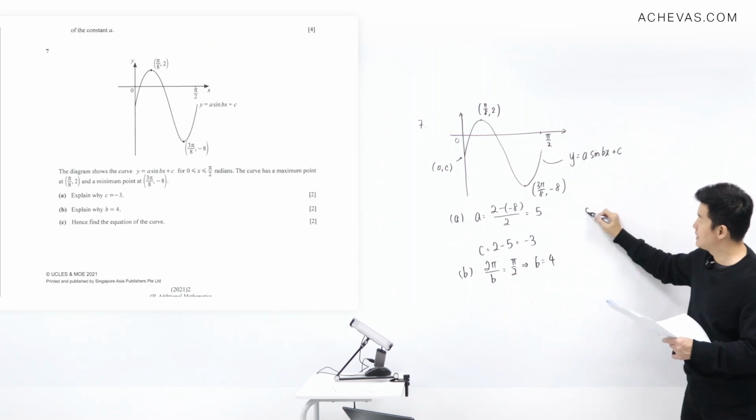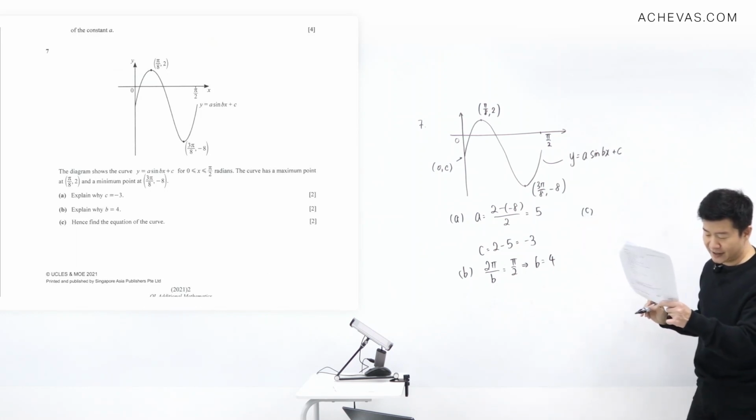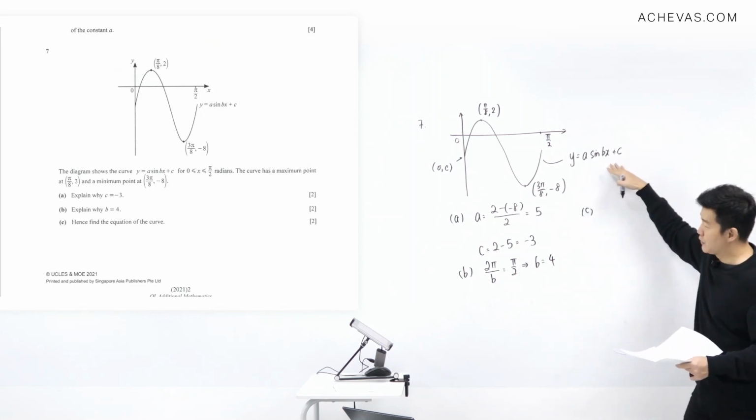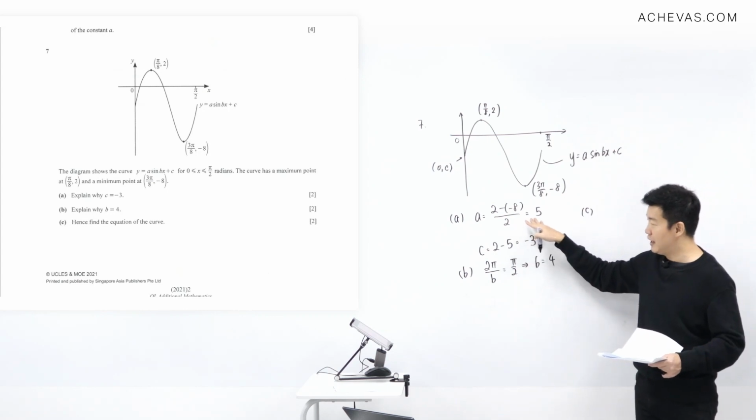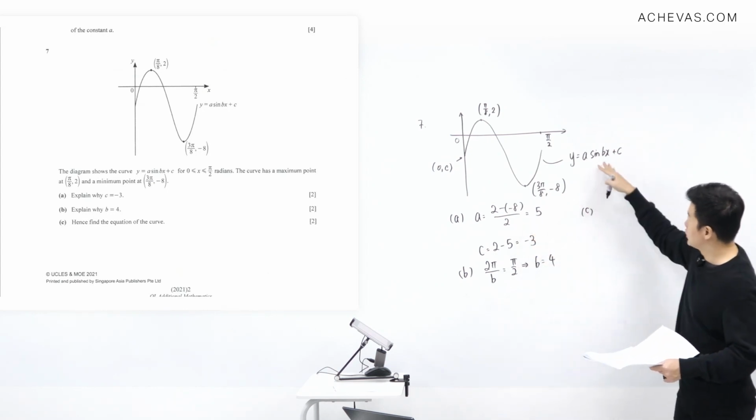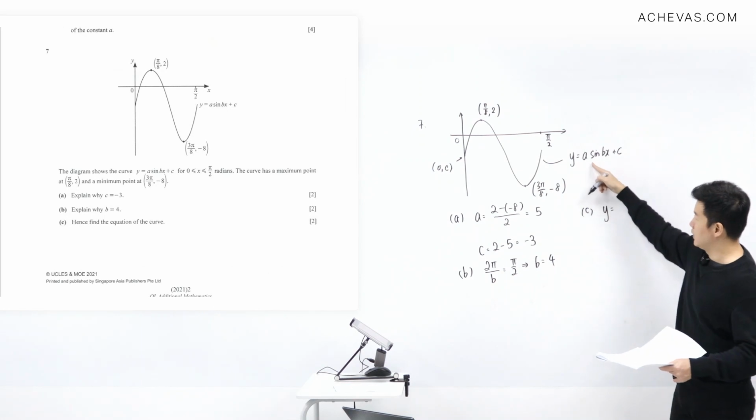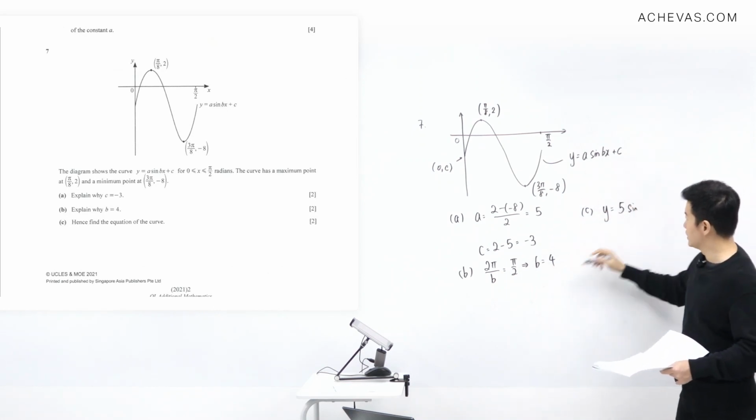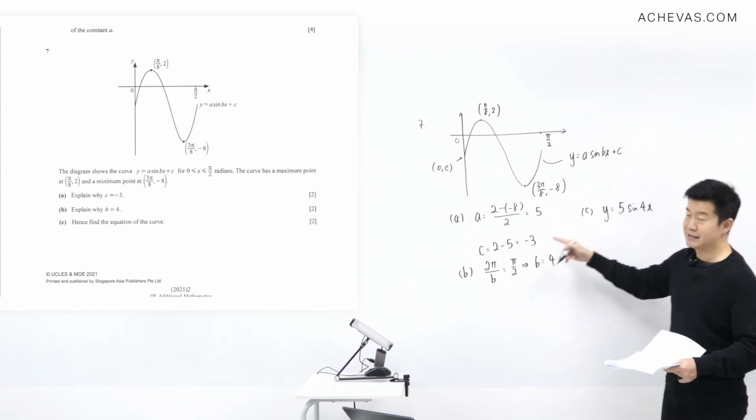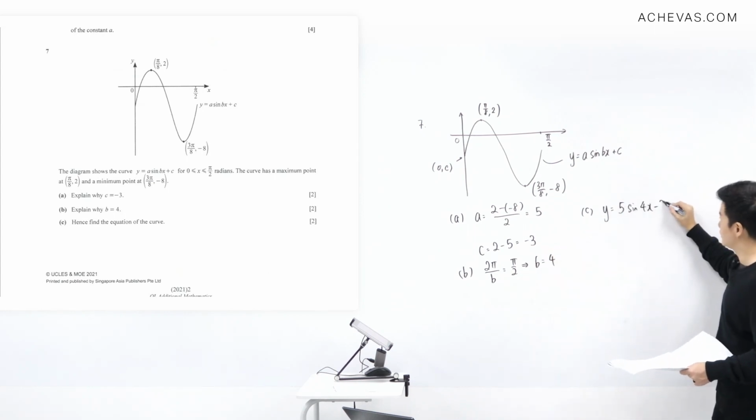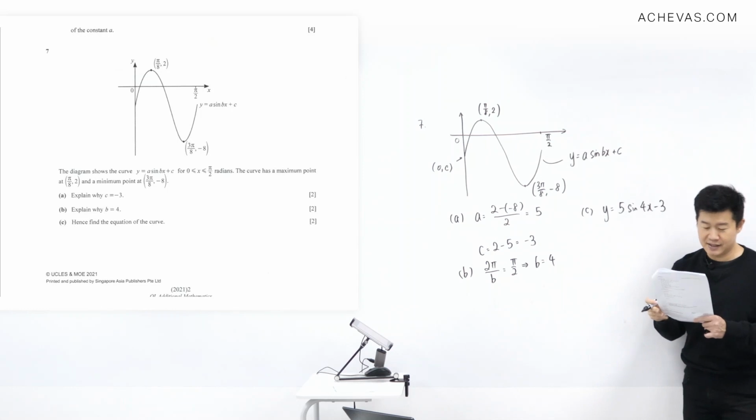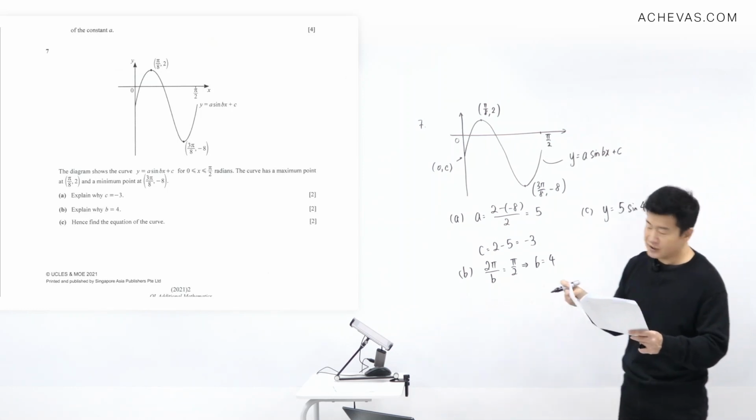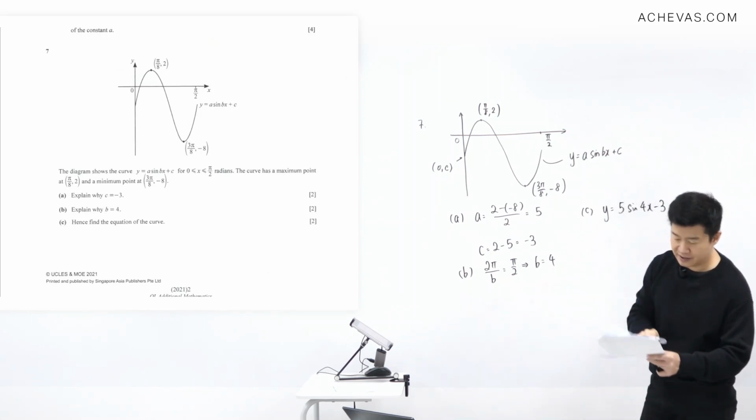And the last part, part C, we are supposed to then state the equation of the curve. And we have already found out the values of A, B, and C. So the curve will be y is equal to A, which is 5, then sine B, which is 4, x plus C, which is minus 3. So we have this for part C. Let's take a look at the next question, question number 8.